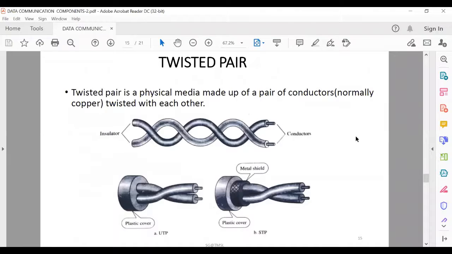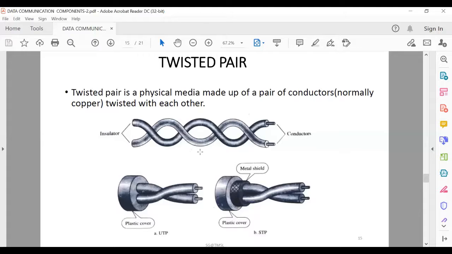So twisted pair is a physical media made up of a pair of cables twisted with each other. This cable is cheap as compared to other transmission media. Installation of this twisted pair cable is very easy, and it is a very lightweight cable. A twisted pair consists of two insulated copper wires arranged in a regular spiral pattern.